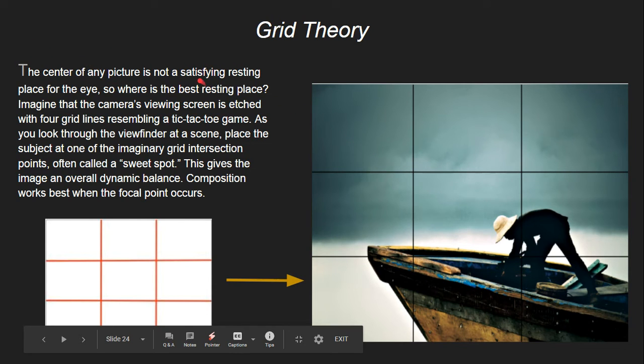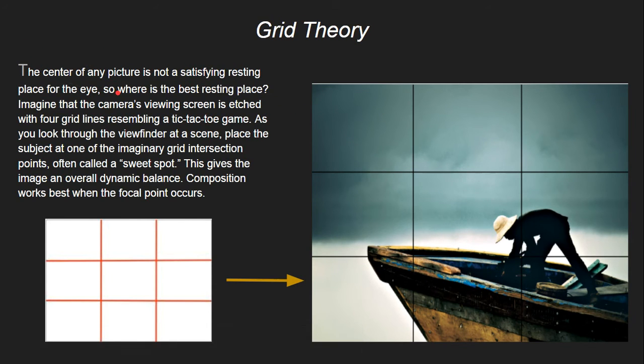Okay, so the center of any picture is not a satisfying resting place for the eye. So where is the best resting place? Imagine that the camera's viewing screen is etched with your 4 grid lines resembling a tic-tac-toe game. Like I said, your camera probably has a feature called grid or lines, and you can set it and see on your phone camera these grid lines, which will help you a lot using this technique.